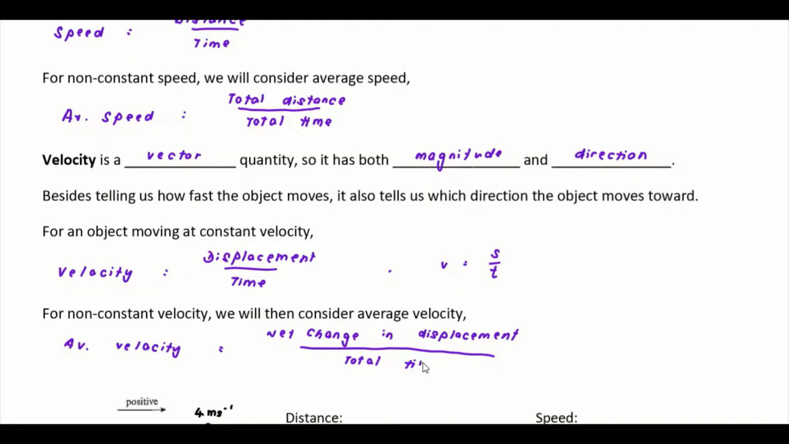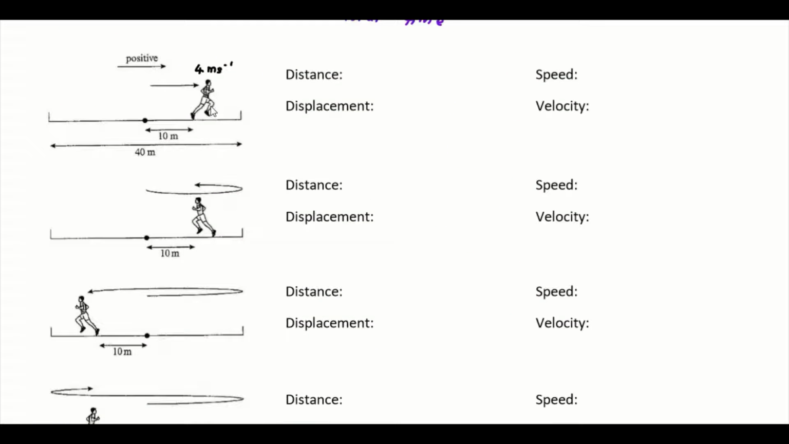So the net change in displacement divided by the total time. In the next part, we are going to use this simple illustration of a person running back and forth on a track of 40 meters. He's running at a constant speed of 4 meters per second. I'll add this in your notes, so don't worry about that.